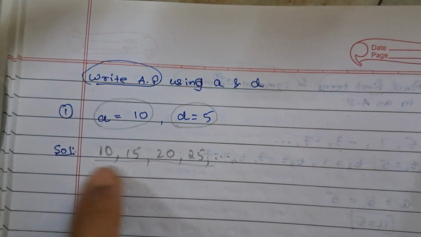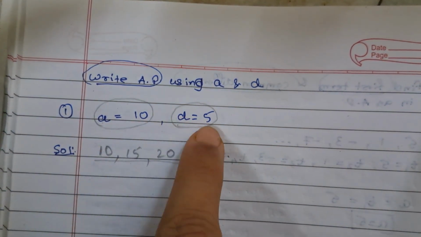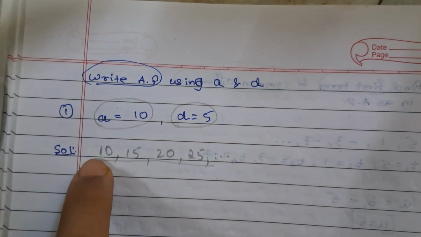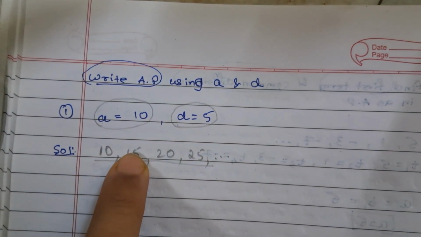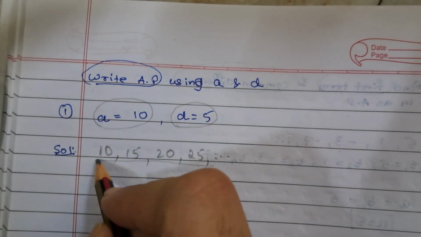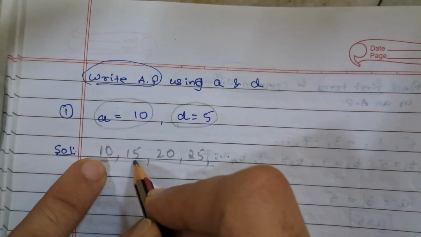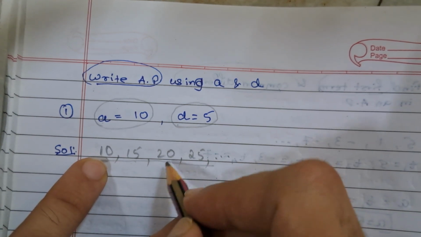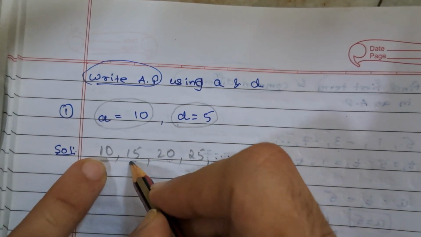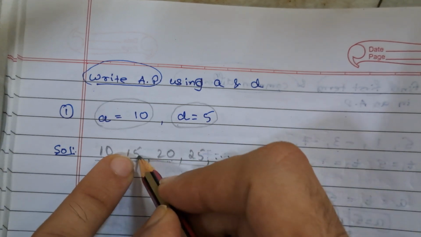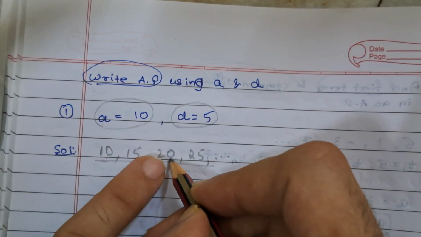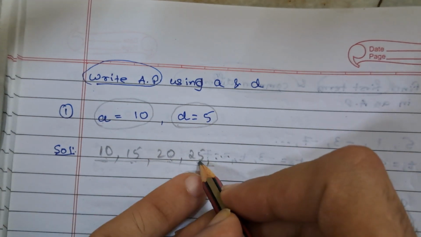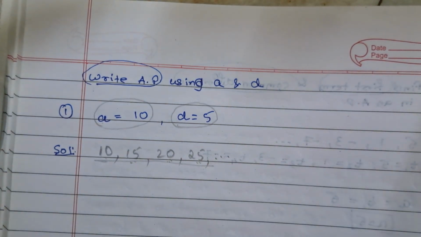So creating an AP is not a big deal if I have A and if I have D with me. Simply take the first term, A itself is your first term. Then for the next one, you will have to add this difference to the first term, isn't it? You just added 5 over here. Then in order to get 20, what did you do? On the previous number, that is your second term, you added the 5 again. Then in order to get the next number, what did you do? To the previous term, you added a 5 again. The same thing you have to write and show.